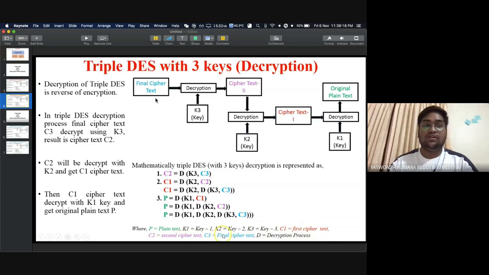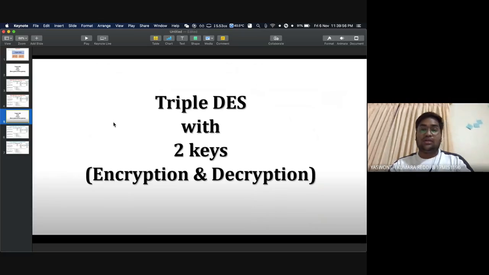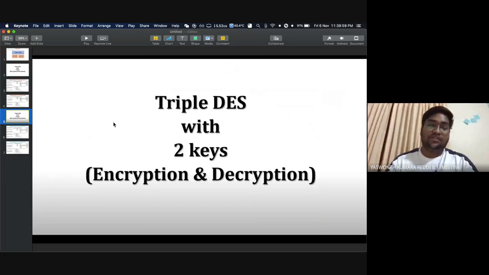It is the same as encryption, but we should do the decryption in the reverse way. First we take the final ciphertext and decrypt it with key 3, and next we go to ciphertext 2. For ciphertext 2, we use key 2 to decrypt, and ciphertext 1 comes out. After that, key 1 is used for decryption, and we get the original plaintext. Next we go through triple DES with two-key encryption and decryption.